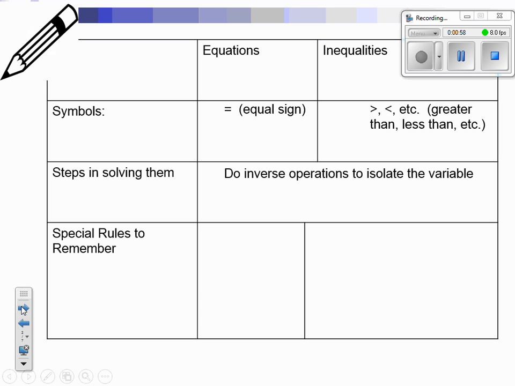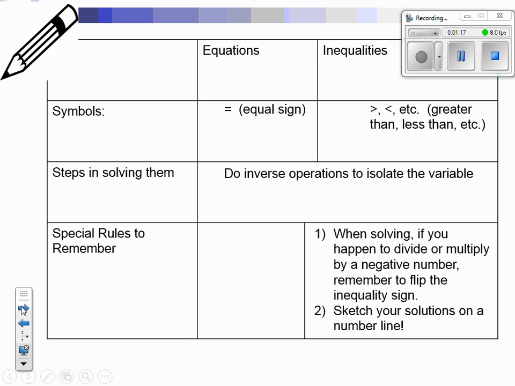We're going to do inverse operations to isolate that variable. We're going to continue to do the opposite of what we're seeing there in order to get the x or the y or whatever it might be alone. The only thing we need to try to remember this time is that inequalities have some special rules, special things that happen every so often.